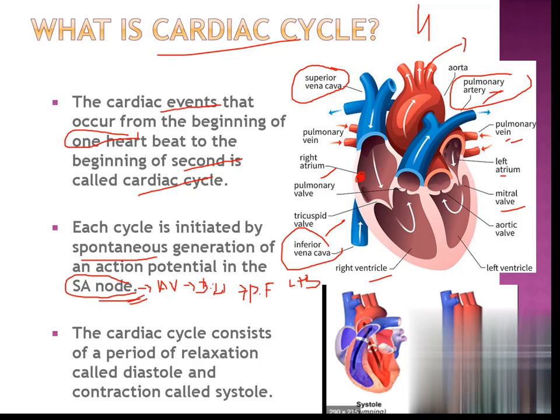Okay. Now, the cardiac cycle generally consists of two processes, known as diastole and systole. When the heart is in a relaxed position or in a relaxation period, it is known as diastole. When the heart is in the contraction phase, that is known as systole.